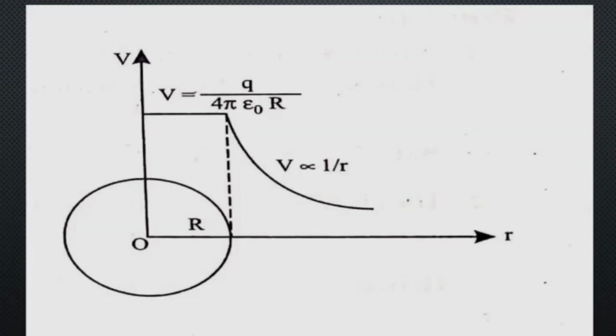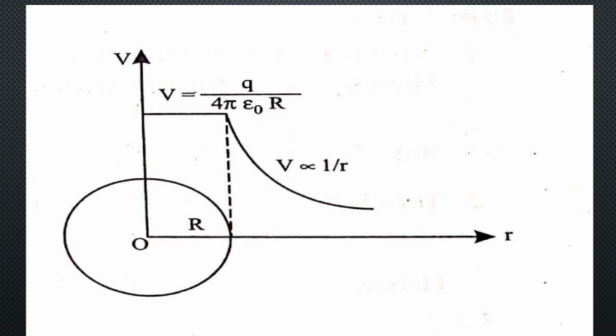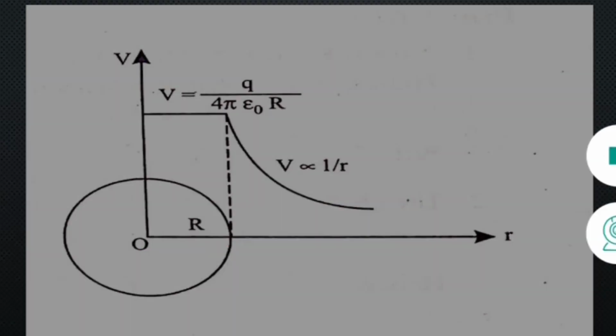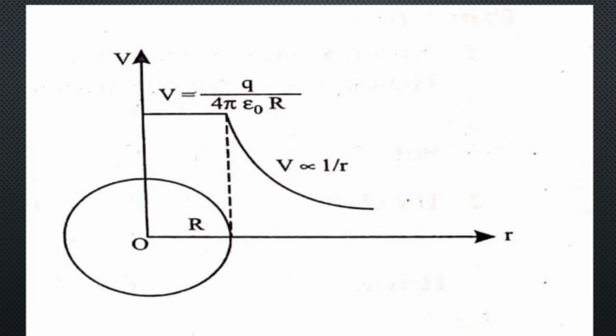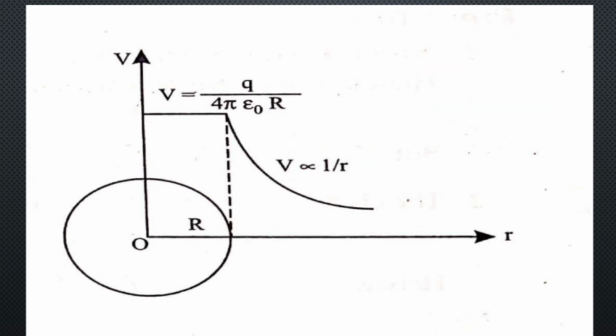We can see that the value of V is constant here, right? The value of V is constant from the center, from inside to the surface, everywhere the value is this one, Q by 4 pi epsilon naught R, where R is the radius of the spherical shell. After that it will decay. Why is it decaying? Because here it is inversely proportional to small r, and the value of small r is larger than R. That is why it is decaying. Hopefully you have understood this one.